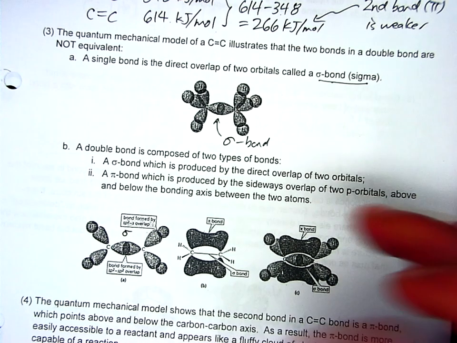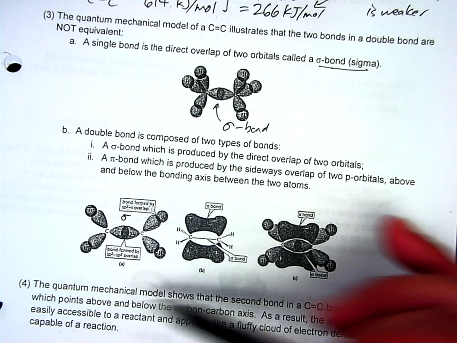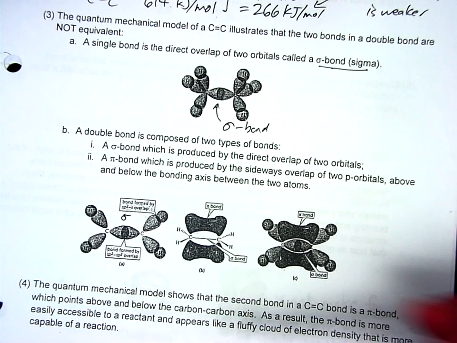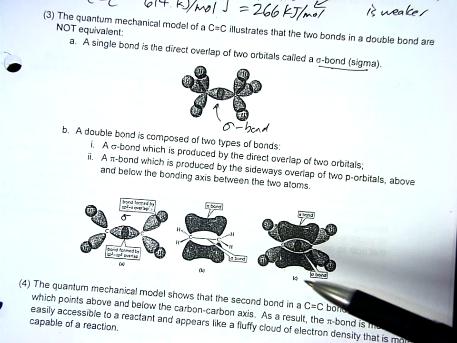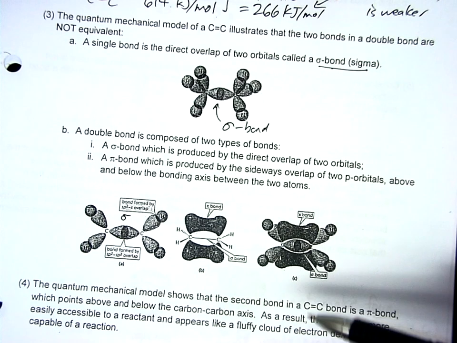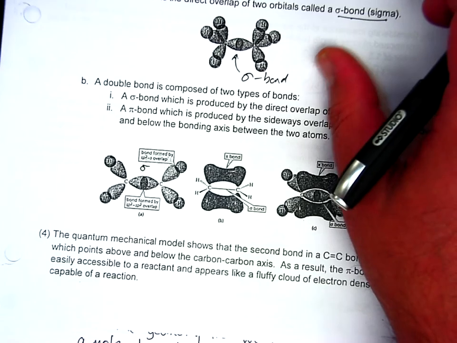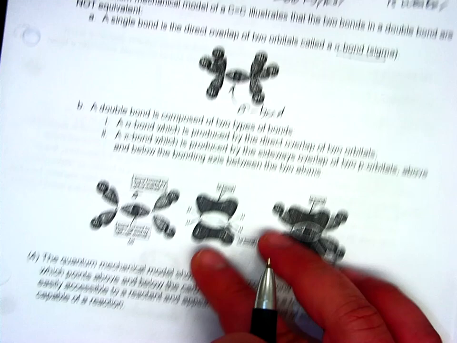So, if we consider all this information, the quantum mechanical model shows that the second bond in a carbon-carbon double bond is a pi bond, which points above and below the carbon axis. As a result, the pi bond is more easily accessible to a reactant and appears like a fluffy cloud of electron density above or below that is capable of reaction, while at the same time maintaining the sigma bond, which is much stronger, holding those carbons together. So that's why alkenes tend to be more reactive than alkanes.